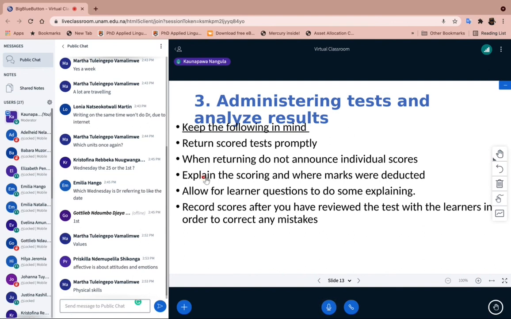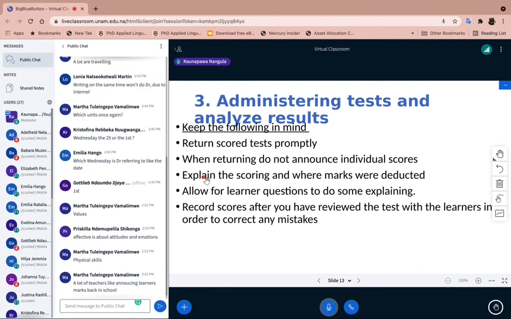Explain the score and where the marks are deducted. So when there are times when there are marks deducted, then explain that, and the scoring also explain that. And then also allow the learners to ask their questions regarding their tests. All right. And then record scores after you have reviewed the test with the learners in order to correct any mistakes.